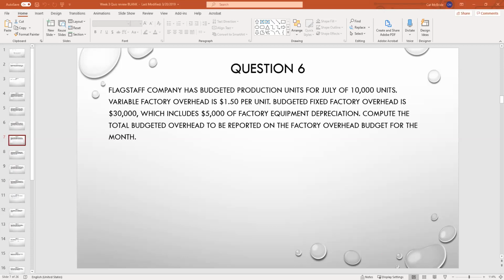But did we not include depreciation with our final answer of 45,000? Yeah, you do want to include depreciation. I think I missed where we did include depreciation in the formula. They say the fixed factory overhead is 30,000, which includes 5,000 of factory depreciation. So we simply didn't deduct it. Got it, got it. Okay, thanks.